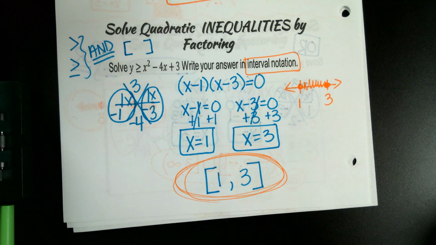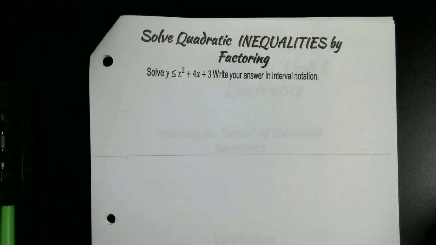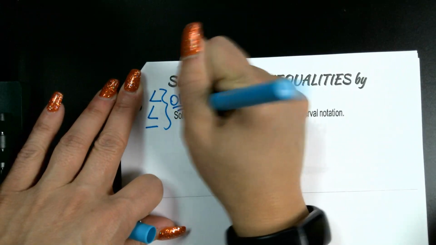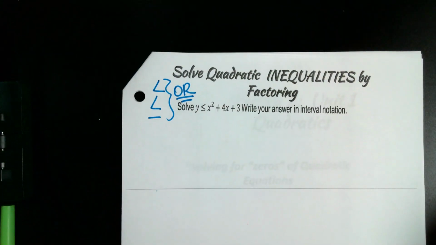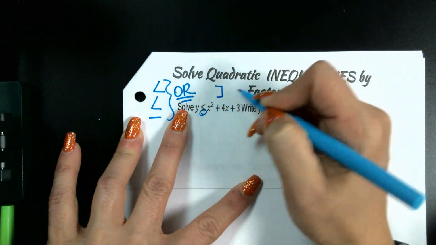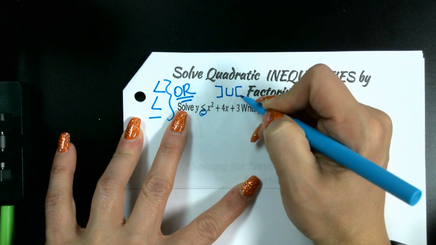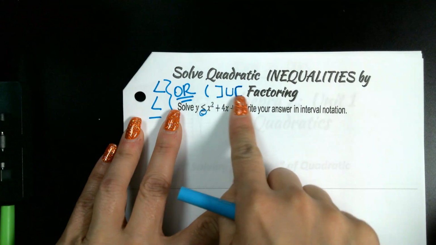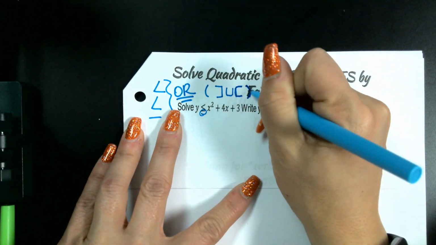Then we only have one more problem to do on the next page. So you just flip it to the back, flip it over. Less than. The best one, right? This is or. And then there is an equal sign, so you'll have negative infinity to something, and then something to positive infinity.